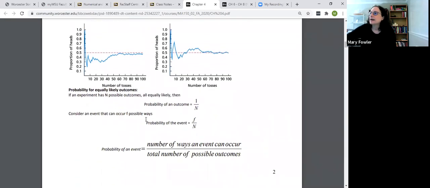And so again, a way to calculate the probability for equally likely outcomes. If an experiment has n possible outcomes and all of them are equally likely to occur, then the probability of any one outcome is 1 over n. If an event can occur in more than one way, and we'll visit these definitions again, so give me a moment and just listen. If there are F ways that we can get a certain event to occur, then the probability of that event occurring is F over capital N.